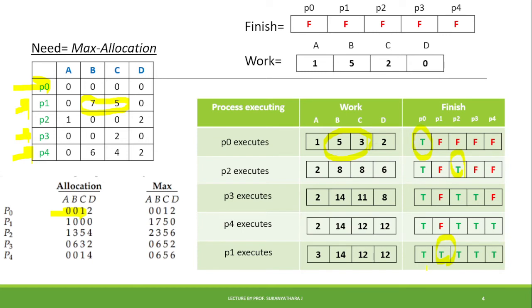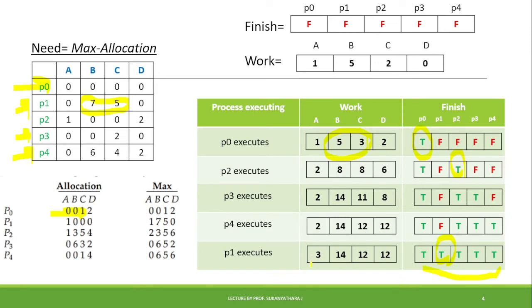Now if you look at the finish vector, all the values are now true. That means every process has completed execution. If all the processes are able to complete execution, it means that the state is safe.